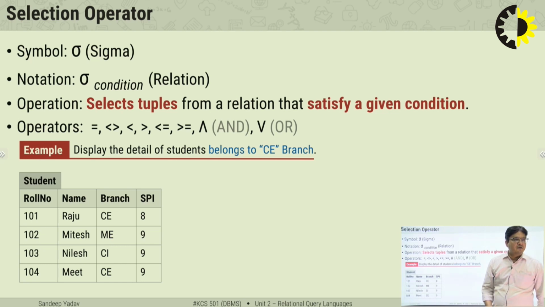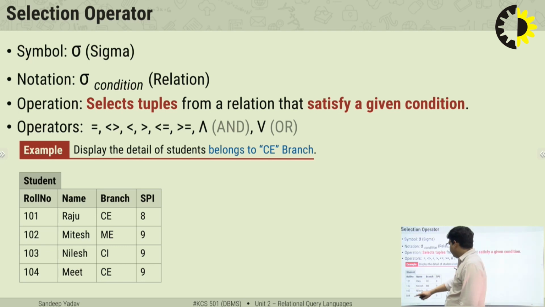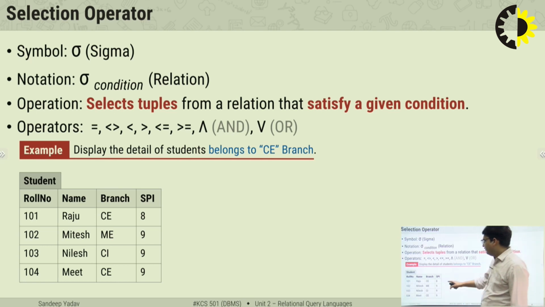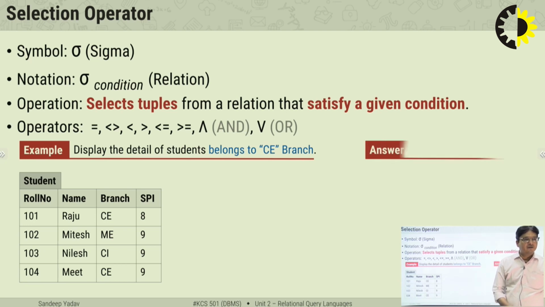Now we want to find the details of the students who belong to the civil engineering branch. This is a table which consists of the following data: roll number, name, branch, and SPI. So in all there are 4 columns, that is the degree is 4, and the cardinality is also 4 because 4 rows are there. Now we need to find the details of the student belonging to the civil engineering department, so the condition is branch equal to civil.